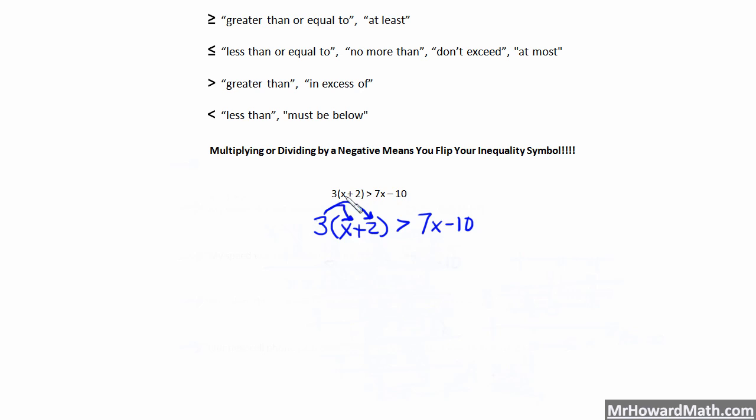Alright, so now I'm back here. We still have 3 times the quantity x plus 2 is greater than 7x minus 10, so I'm going to pick it up there. We have 3x plus 6 greater than 7x minus 10. Same as before. But now I'm going to move my x's over to this side. I'll go ahead and subtract 6 from both sides first. It wouldn't have been wrong to subtract 7x from both sides first; that would have still been okay too. So I have 3x is greater than 7x minus 16. I'm going to subtract 7x now.